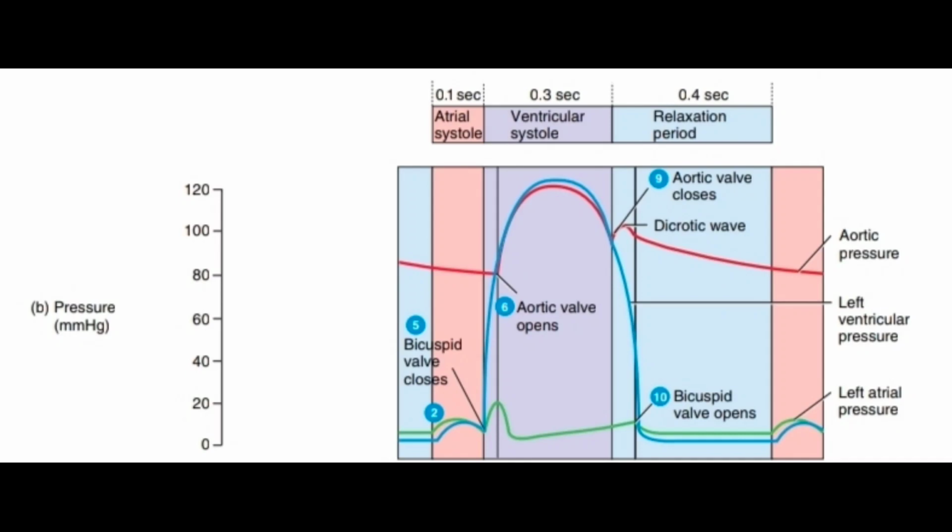But there is a brief period of 0.05 seconds after the closure of the bicuspid valve and before the opening of the aortic valve. This brief period of contraction is called isovolumetric contraction. Why isovolumetric? Iso means same. Before the opening of the aortic valve, the volume of blood inside the ventricles remains the same. That is, the volume does not change, and this period is called isovolumetric contraction.